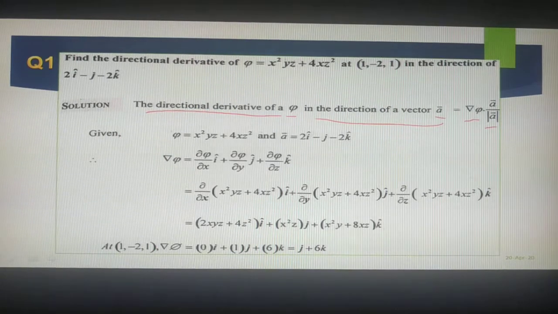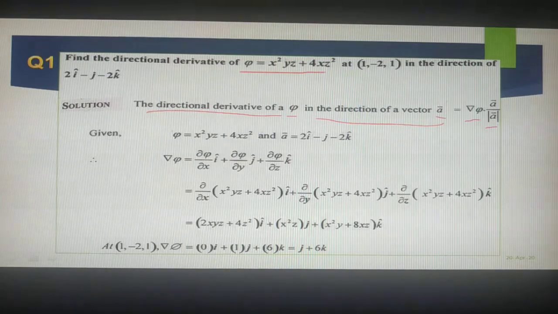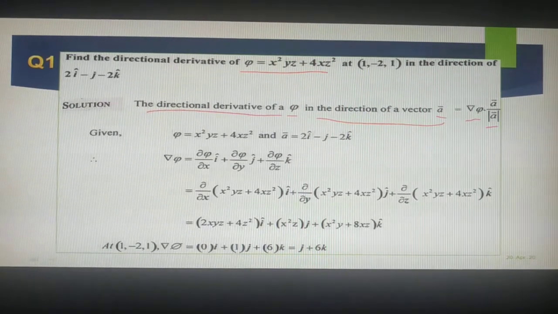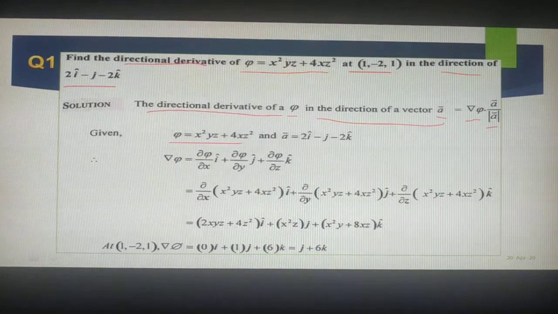Okay, so let's see this problem. We have the scalar point function phi equal to x squared yz plus 4xz squared. At this point, you have to find the directional derivative in the direction of this vector 2i minus j minus 2k. So this is your scalar point function, and we have some given vector a.